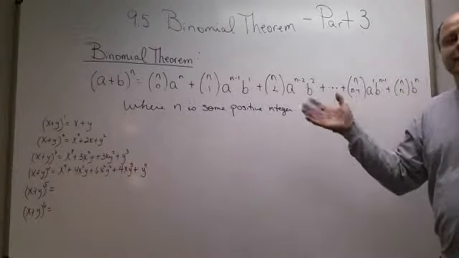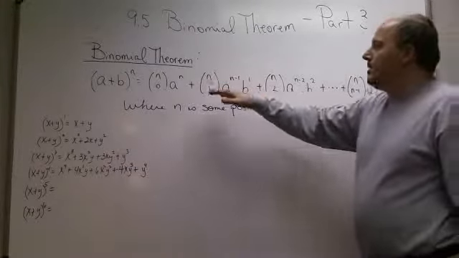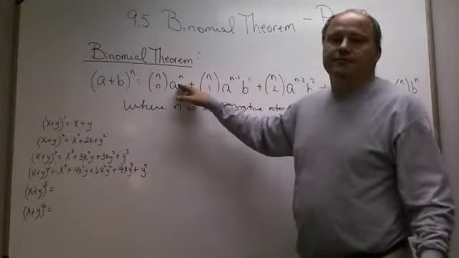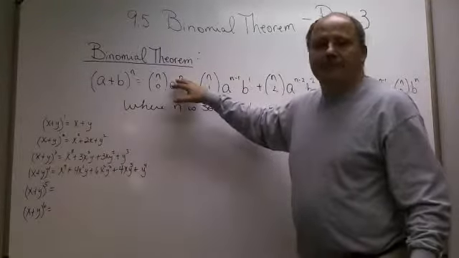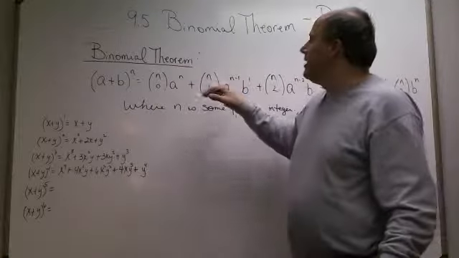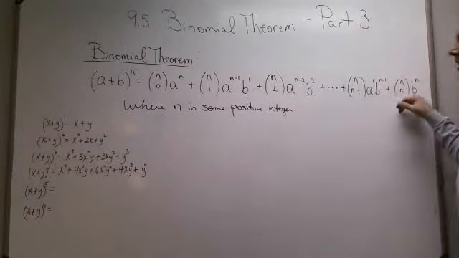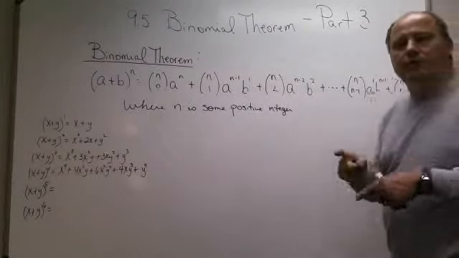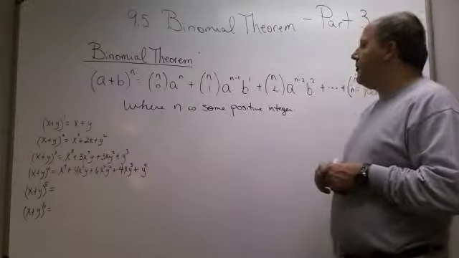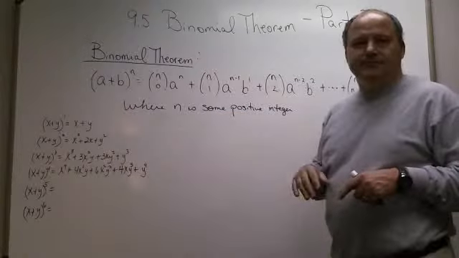Now b is that, but in reverse. There's no b on the first term. It's the first term of the expansion. But then it comes b to the first, b to the second, b to the third, all the way out to b to the n. It just becomes reversed. Okay? And remember, n is some positive integer.